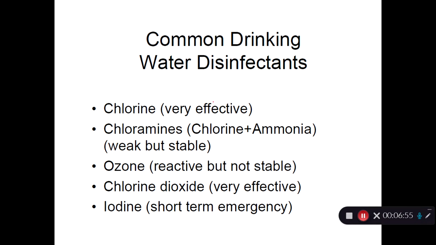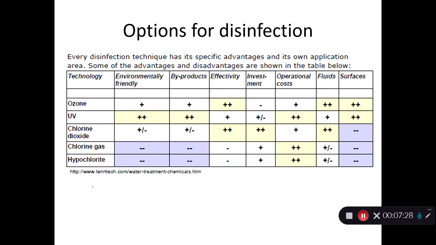So the disinfectants that we use: chlorine was the first one, the one that was first developed and first used. More recently, we started to convert a lot of plants over to chloramines, which are a combination of chlorine and ammonia. And there's reasons for that we'll talk about. Then you can also use ozone as a disinfectant. Chlorine dioxide works well. And in short-term emergencies or when you're going backpacking or something, you can carry iodine tablets as a water disinfectant. So we have a lot of options to choose from.